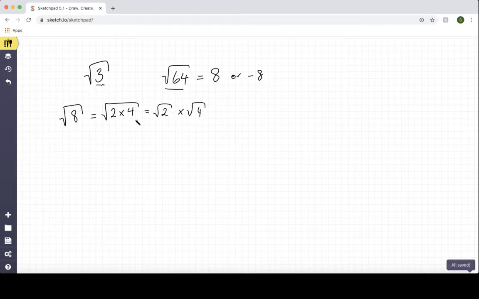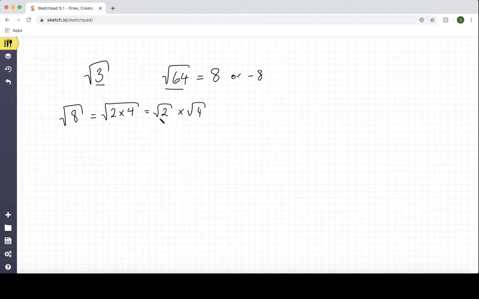Now we can only do that because this symbol is a times. We could also do it if it was divided, but if it was plus or minus, then you can't simplify this. The square root of 2 plus the square root of 4 is not equal to the square root of 2 plus 4. It has to be a times or divide for this to work. So because this is a times, we can split these up.